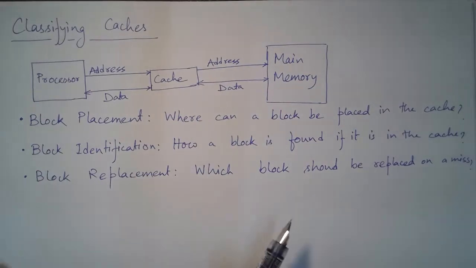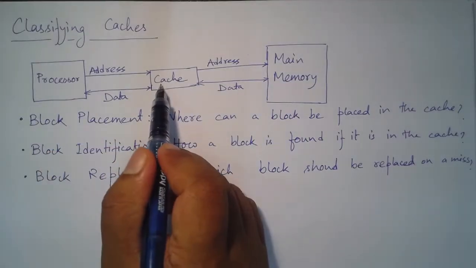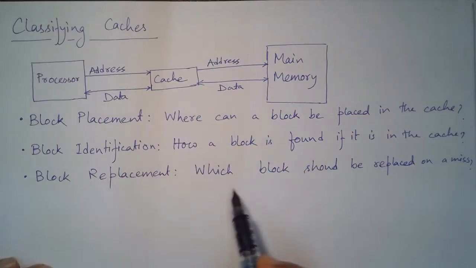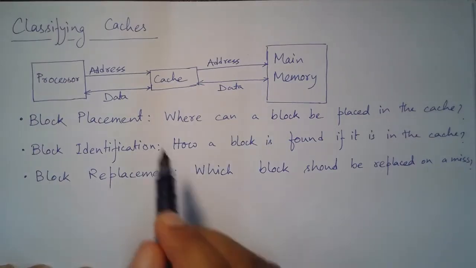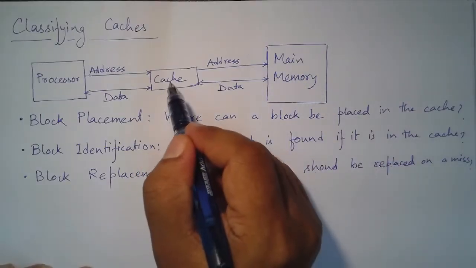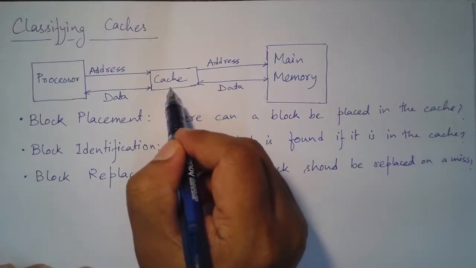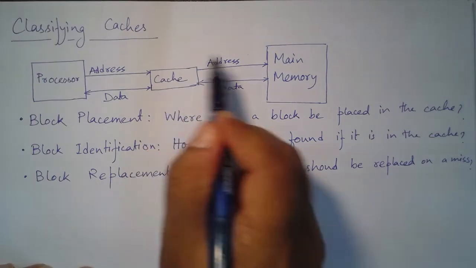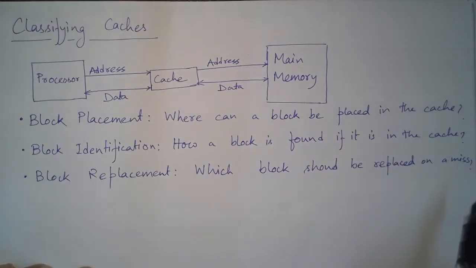Now think about a situation where the processor requested some data, but that data is not available in cache, so there is a cache miss. Now in the block replacement strategy, you have to figure out, okay, I do not have that particular block, so I have to get it from the main memory. Now once I get it from the main memory, where should I put that block, or which block should I replace? Because there are already some existing blocks which I need to replace and then bring in the new data. So which block should be replaced on a miss?